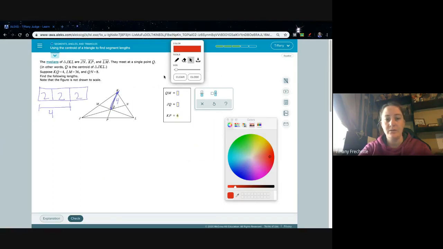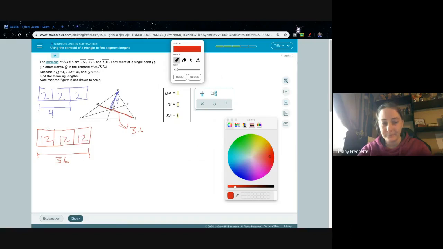And I know that I'm going to be dividing something up into 3, so I can already draw my little box. All right, so the information they give me is LM. So that's this whole line here. And they tell me that the whole line is 36. So when they give you the whole line, you divide it up into 3 equal pieces, and we get 12. So each third is worth 12.